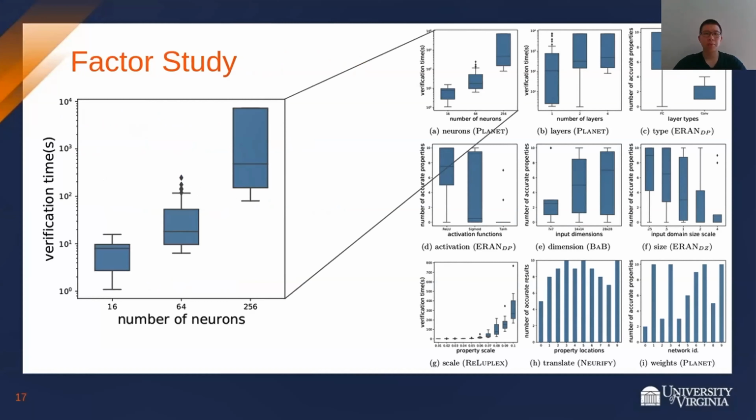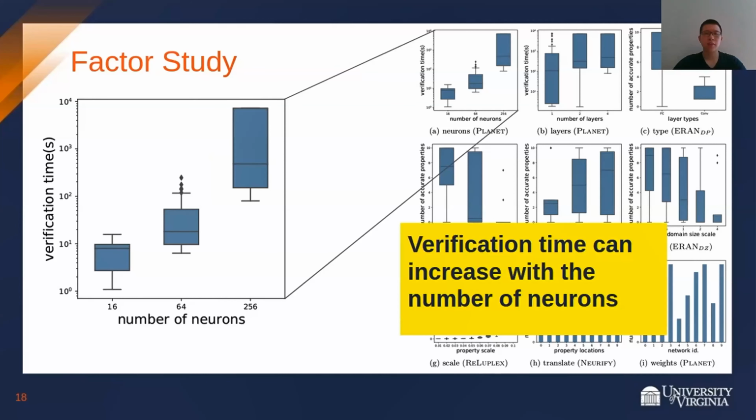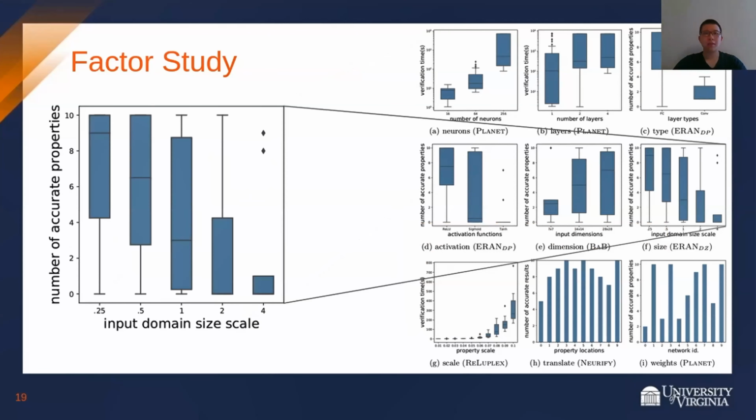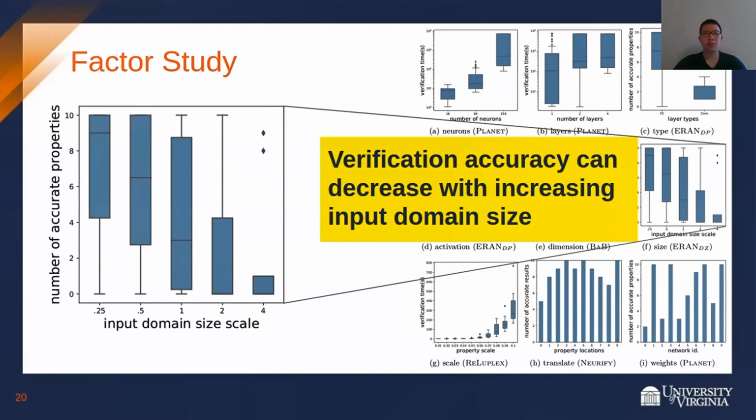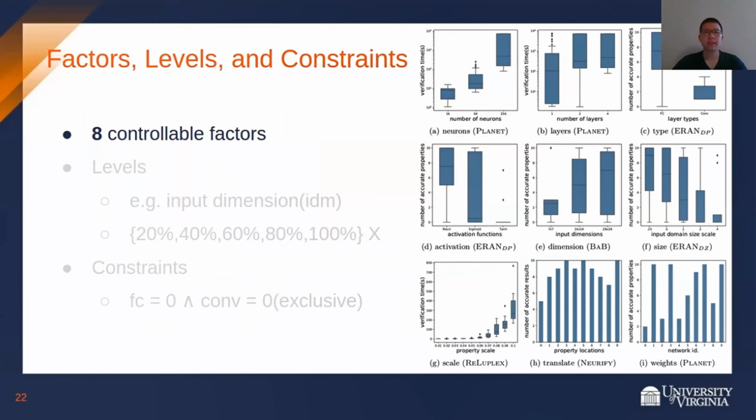For example, by varying the number of neurons in the neural network where other aspects are fixed, we can see that verification time increases with the number of neurons. Also, by varying the input domain size of the neural network where other aspects are fixed, we can see that verification accuracy can decrease with increasing input domain size. Again, the intention of the factor study is to find characteristics of verification problems to challenge verification tools the most.